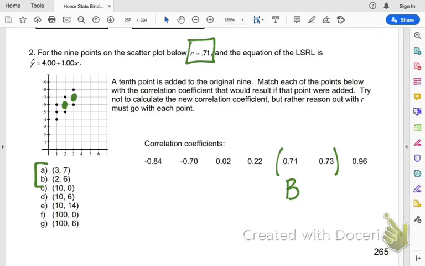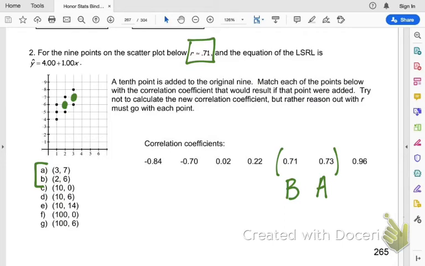And the 3, 7, it is on the outside. It's not giving me more data. It's not entirely lengthening it, but it is strengthening it just a little bit. So I would say that 0.73 is going to be with A because it's on the outer edge. So it's going to strengthen it just a little bit.